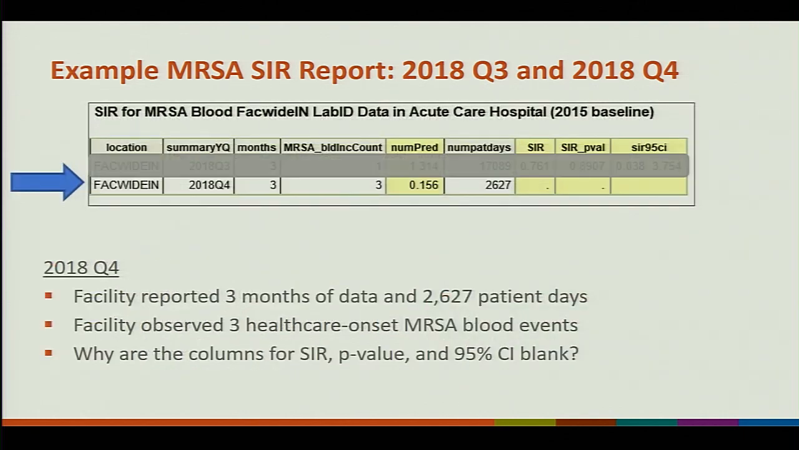Okay, so let's look now at the second row on the table. That's 2018 Q4. Again, the facility reported 3 months of data and 2,627 patient days. The facility observed 3 healthcare onset MRSA blood events. However, if we look at the right-hand side of the table, we see that the SIR, the p-value, and the confidence interval are all missing.